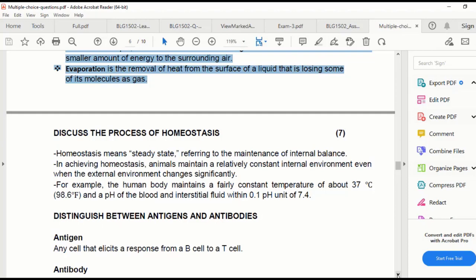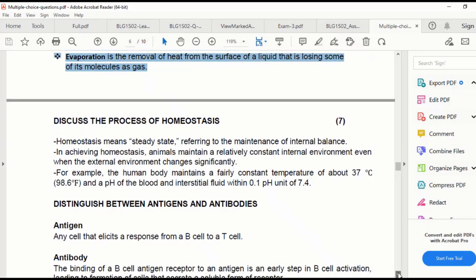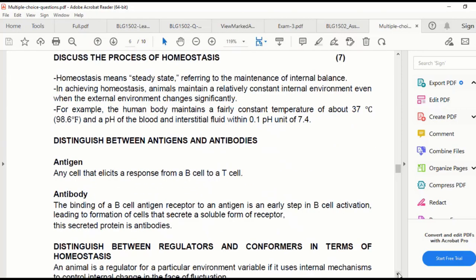Distinguish between antigens and antibodies. An antigen is any substance that elicits a response from a B cell or a T cell. And the antibody is the binding of the B cell's antigen receptor to an antigen, an early step in B cell activation, leading to the formation of cells that secrete a soluble form of the receptor, which is the antibodies. Remember, we touched a bit on antibodies in our last slides, I think a week before last week when we were doing some notes.